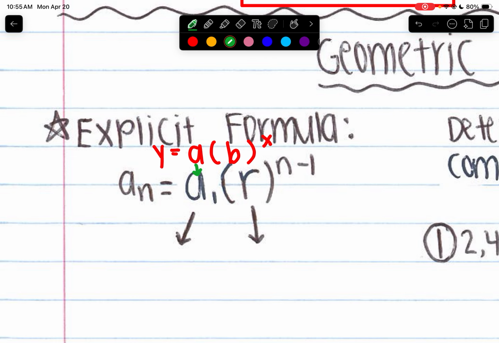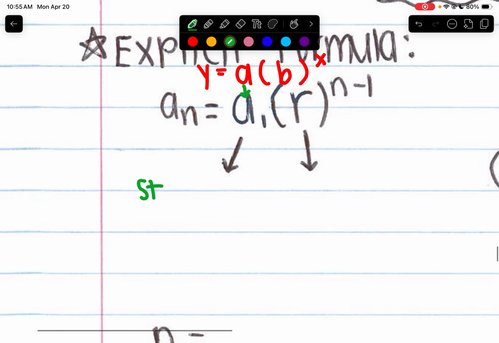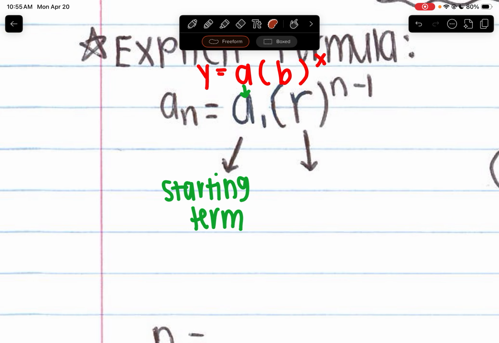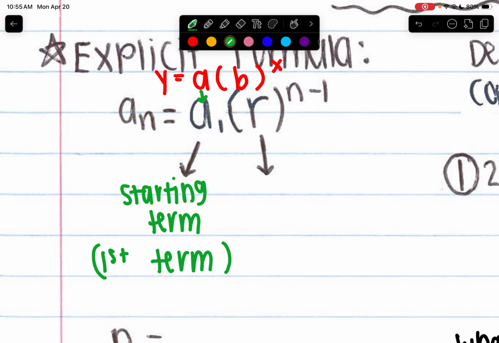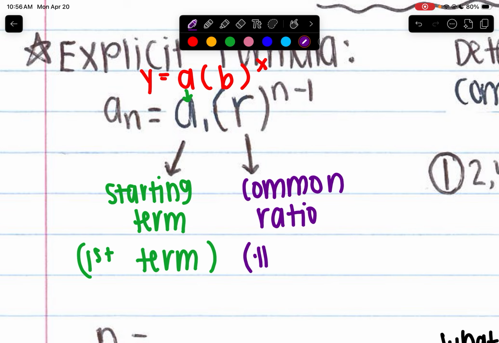A_1 here is like your A, and A in our word problems was your starting or initial amount. So this is like your starting term. Right? It's the first term. That's what A_1 stands for. It's your starting term, your first term. So it's kind of representing the same thing as your A from earlier. Well, B earlier was either your growth or decay. This is known as the rate that it's growing by, but we also call that the common ratio. Kind of think about it like a rate. It's multiplying by something, right? So that's going to be the number being multiplied.